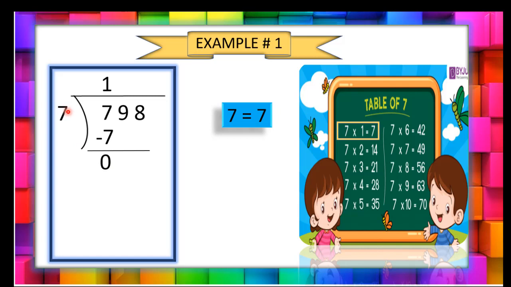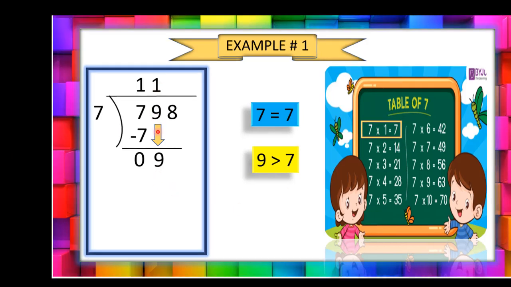As 0 is less than 7, it means that 7 can't divide 0, so we will bring down 9 in the tens column. As 9 is greater than 7, it means that 7 can divide 9. In the table we have to find the product which is less than or equal to or nearest to 9. As you can see, 7 ones are 7. Here 7 is the product which is nearest to 9, and 9 is not in the table of 7. So therefore we will take the nearest value, that is 7, and we will write 1 above 9 in the tens column.